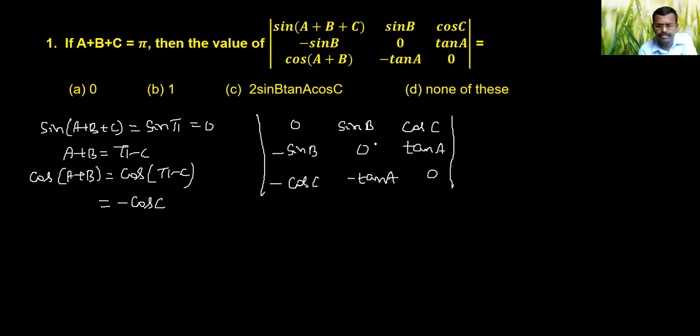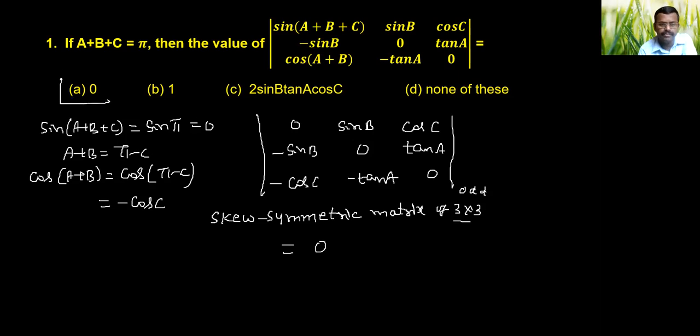Now observe which type of matrix it is. It is a skew symmetric matrix of order 3 cross 3. Correct? So 3 is an odd order. We know that the determinant of a skew symmetric matrix of odd order is always 0. Therefore, this value becomes 0. Once again I repeat, the determinant of an odd order skew symmetric matrix is always 0. Hence, question number 1, A is the answer.